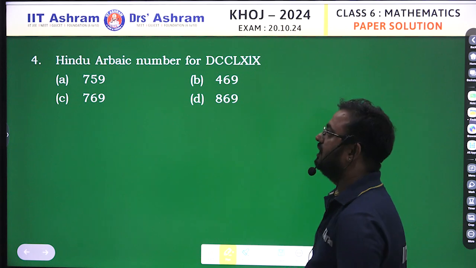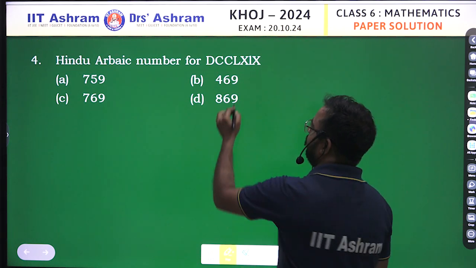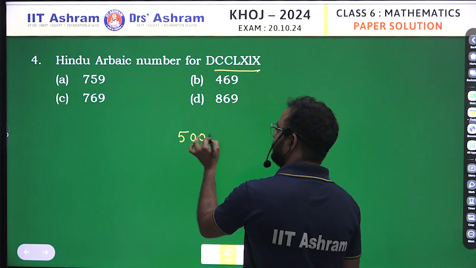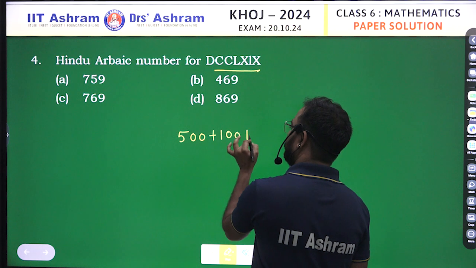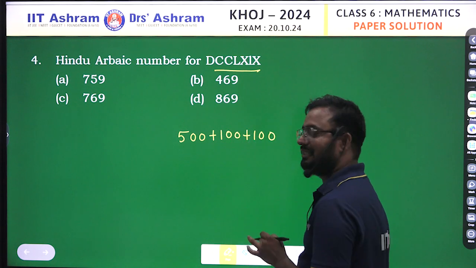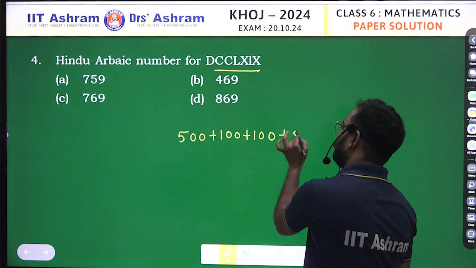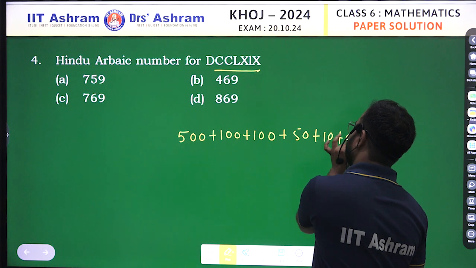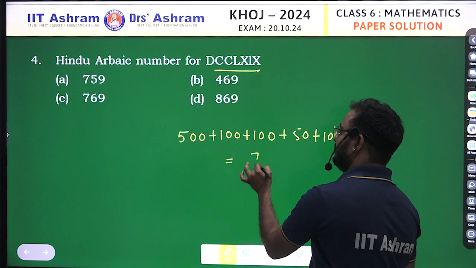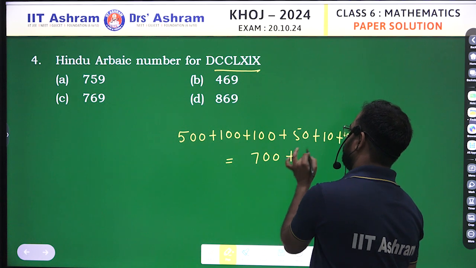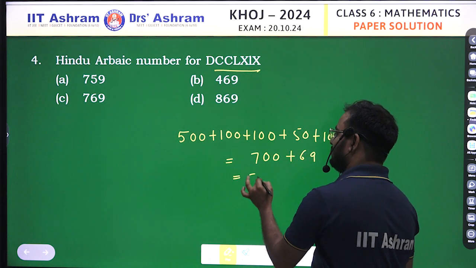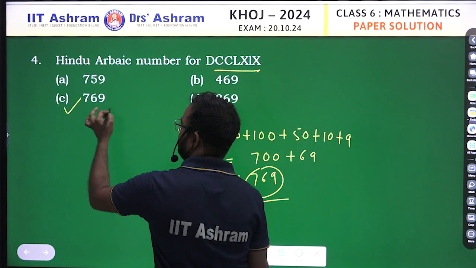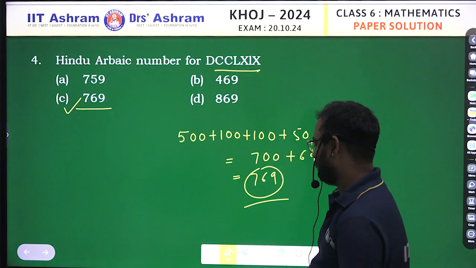Question number 4th. Hindu Arabic number for this. D for 500. C for century, 100 plus 100. Next L for 50 plus X for 10 and IX for the 9. So 500, 600, 700 plus 69. So 769. So option number C is the right answer.